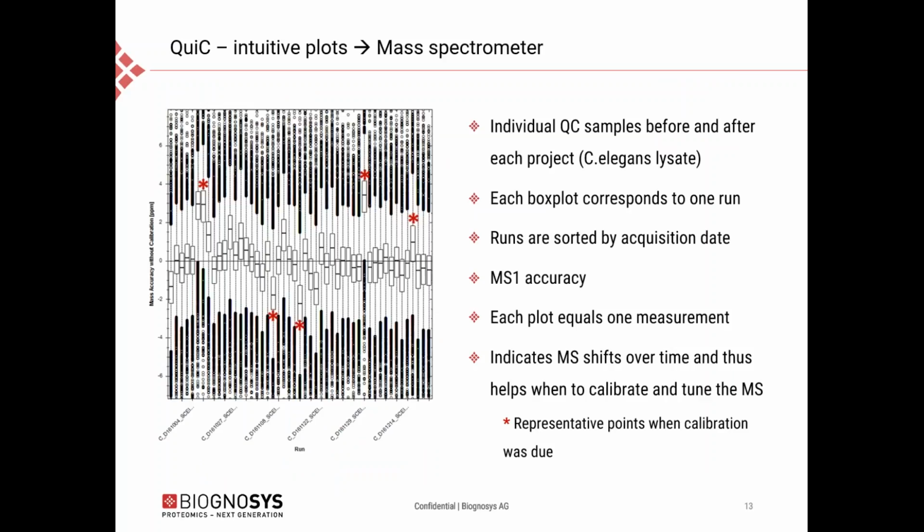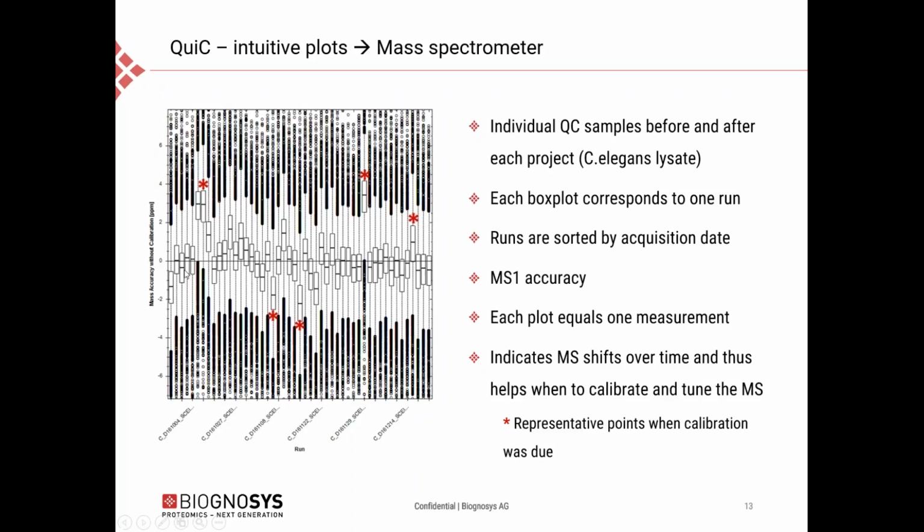A first plot that we look at here is a quick plot for the mass accuracy. So we're looking at the mass spectrometer. Depicted here are individual QC samples that we use internally for our projects. The QC samples are C. elegans lysates that are measured in repetitive intervals within the projects or in between different projects. Each box plot here corresponds to one run, and the runs are sorted by acquisition date. As I said, plotted is the MS1 accuracy, and each plot equals one measurement.